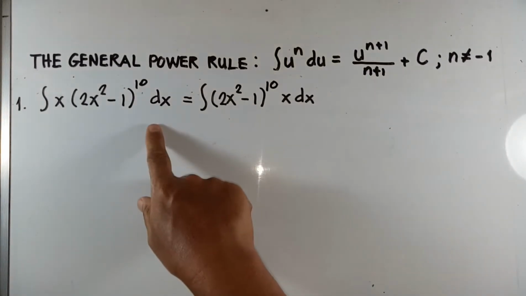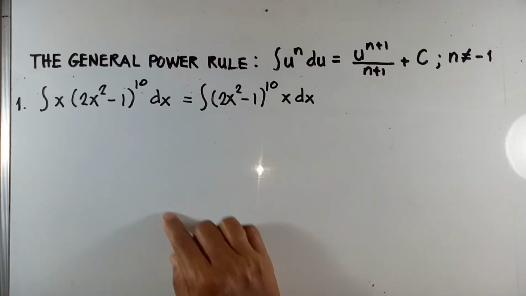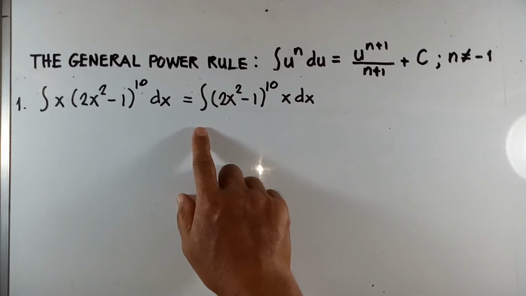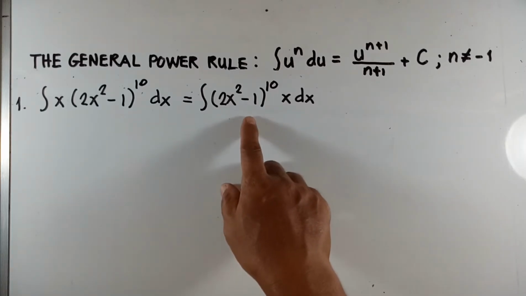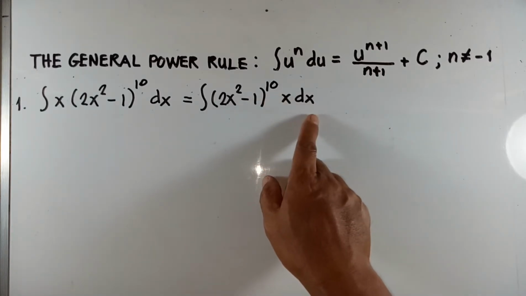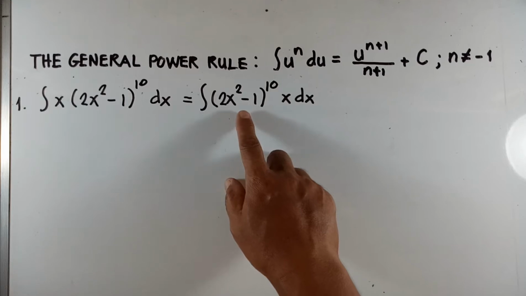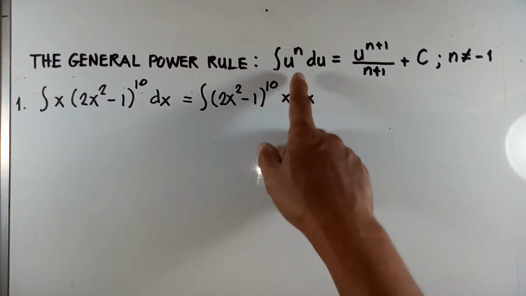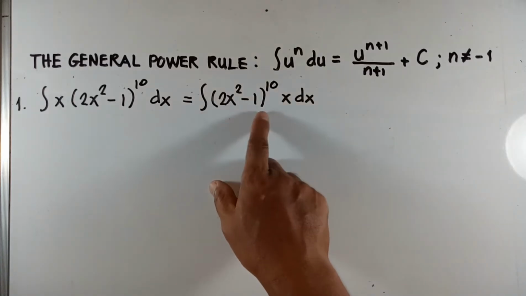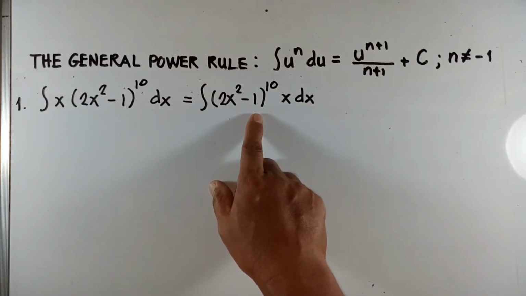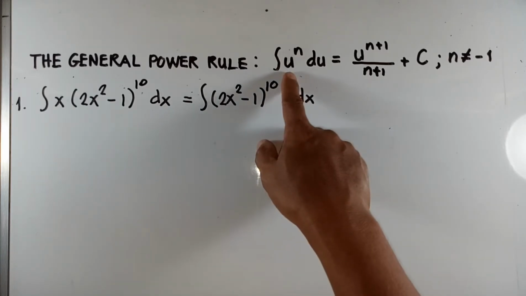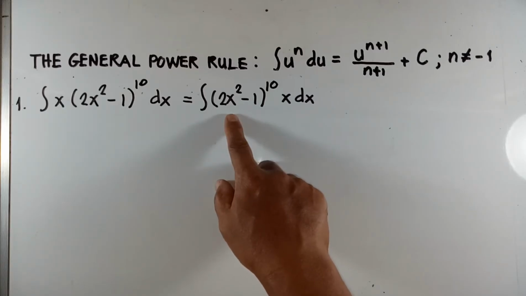Okay, next, let us have another solution to the problem. Let us have a shortcut method to this problem. So we have integral of 2x squared minus 1 raised to 10 times x dx. So alam na natin na yung 2x squared minus 1 raised to 10, yun yung ating u raised to n. Ngayon, ano ba yung derivative ng 2x squared minus 1?